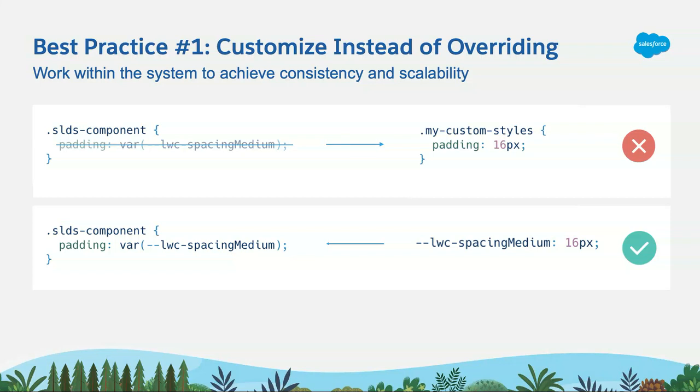This is a better way of handling this situation. We noticed when we were looking at our generic SLDS component that it was using a design token. Let's take advantage of that. Let's assign the 16 pixel value that we wanted to the design token instead. Now we are feeding into the design system, and we are customizing, not overriding.